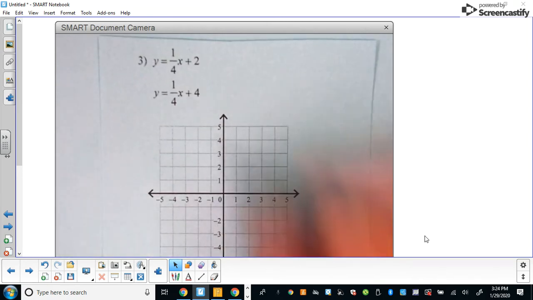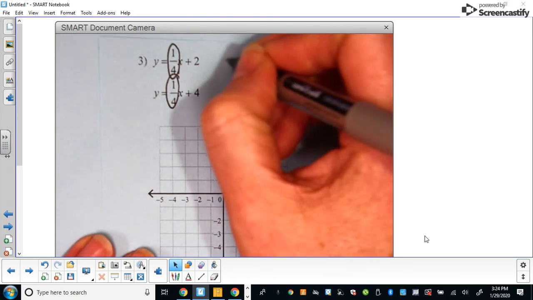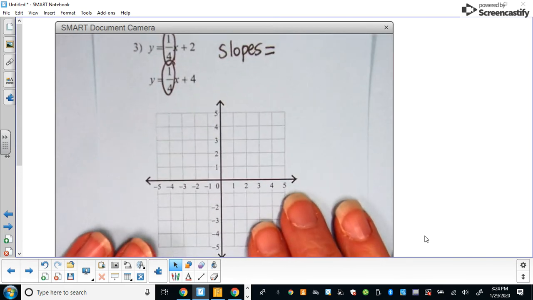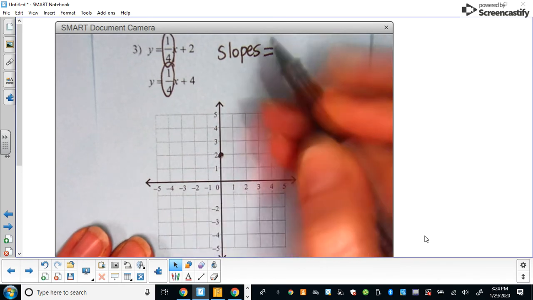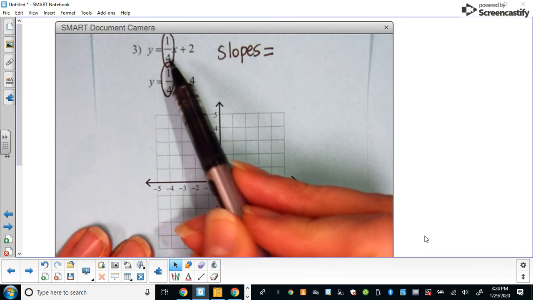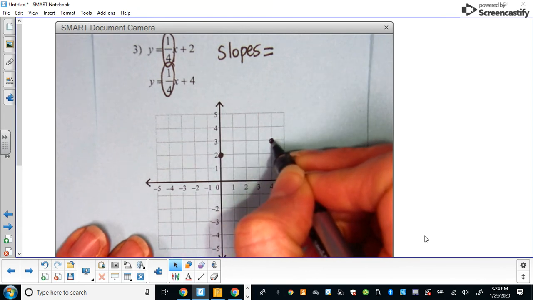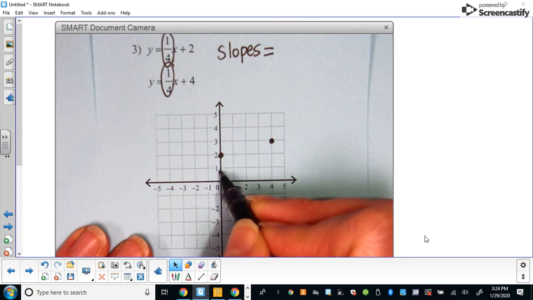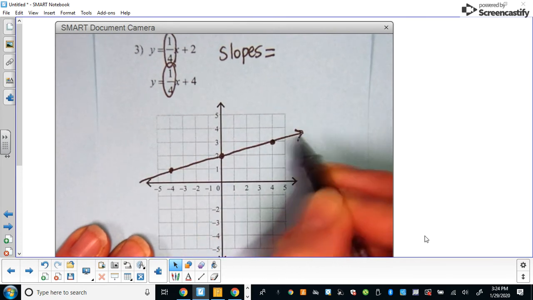Number 3, this one is special. And if you notice, this number and this number are the same. These are your slopes. So our slopes are equal to each other. So let's see what happens. Our y-intercepts are not. So our first y-intercept is a +2. Our rise over run is up 1 and over 4 to the right. Up 1, right 1, 2, 3, 4. I can also go in the negative direction that same way just to keep the line going. And I can go down and left 4 to extend the line all the way out.